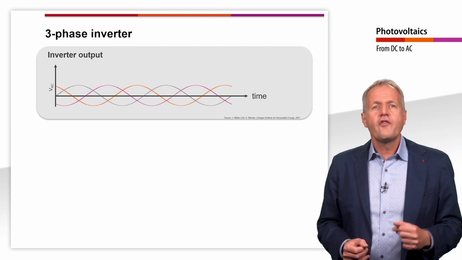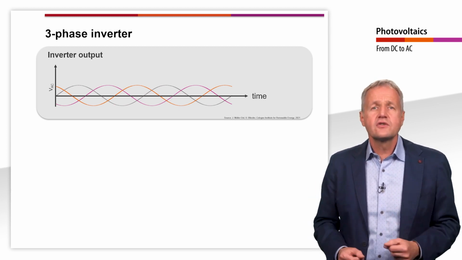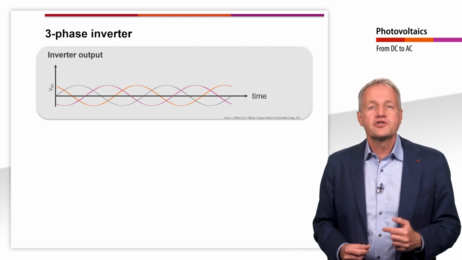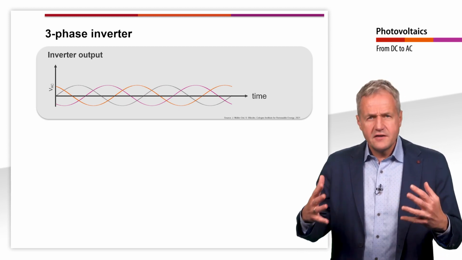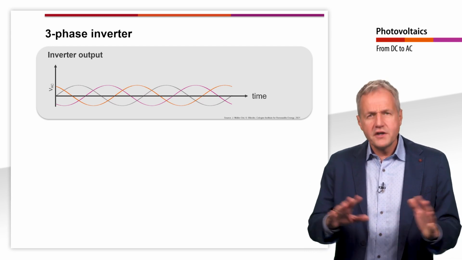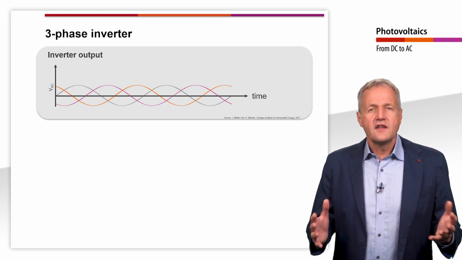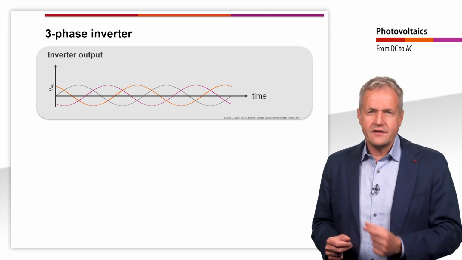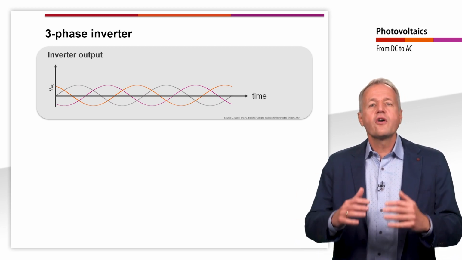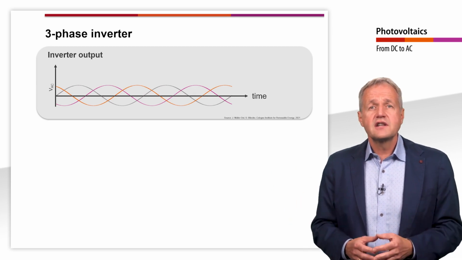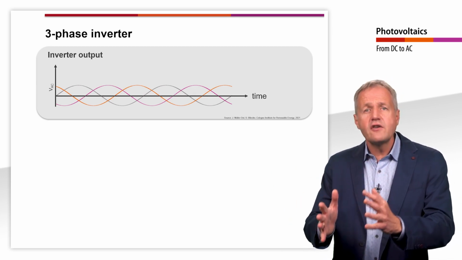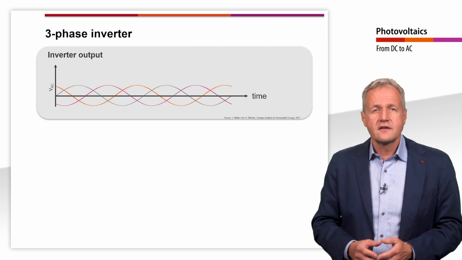In the case of a larger system, this can lead to asymmetries between the phases. However, such asymmetries should be avoided in practice. Therefore, three-phase inverters are usually used for larger PV systems. Such an inverter divides the current evenly over all 3 phases.